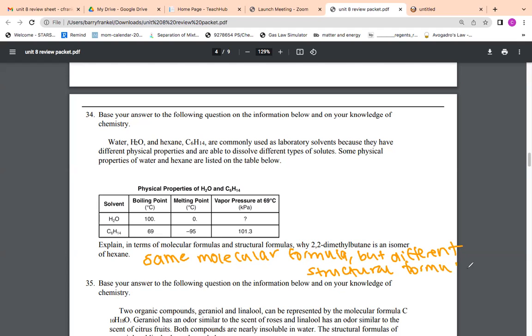Also notice how I'm using the words that they've given me. They're saying explain in terms of molecular formulas and structural formulas. So make sure that those words are in your response. Okay. So again, same molecular formula. They're made up of the same stuff, but they are not the same compound. They are isomers because they have different structures. And again, different structures gives rise to different properties, different physical and different chemical properties.